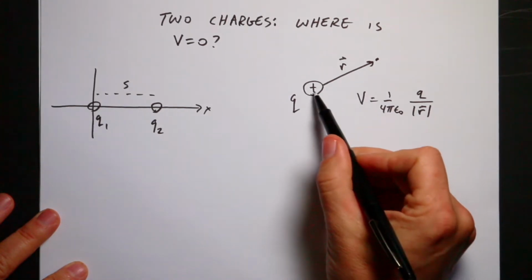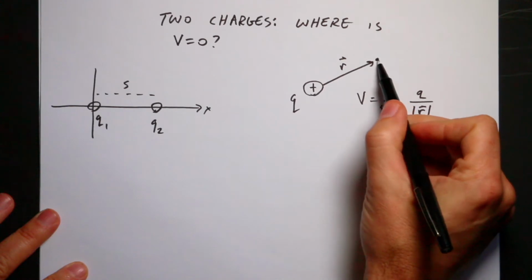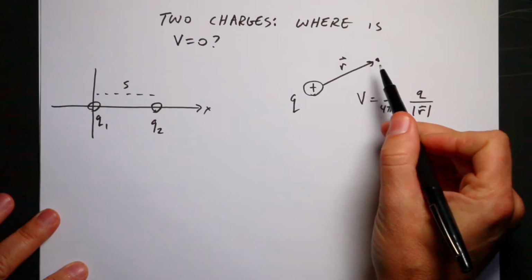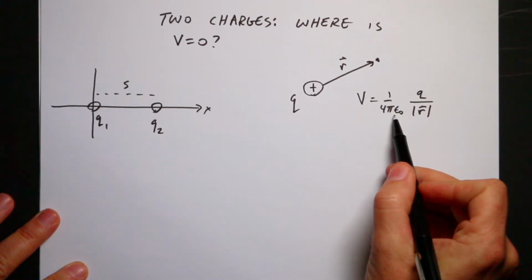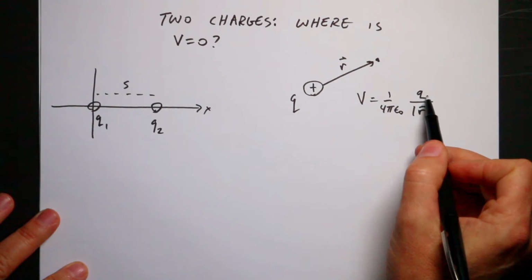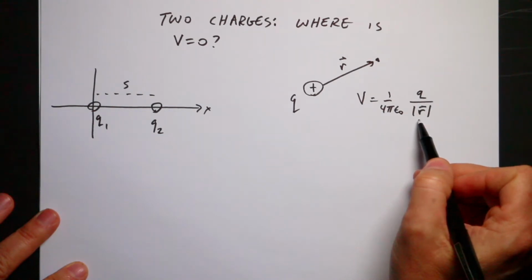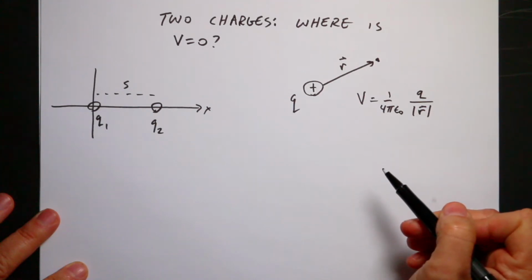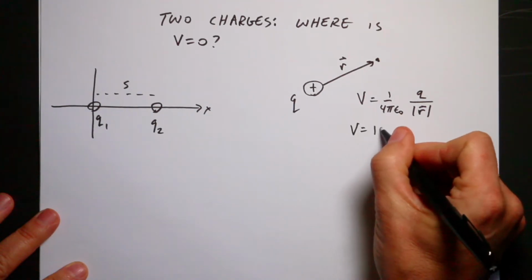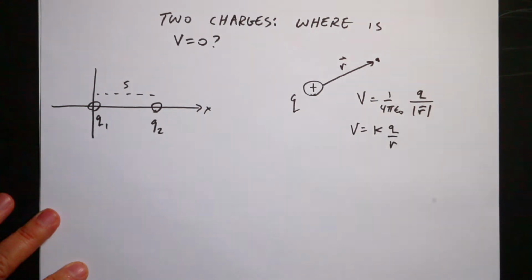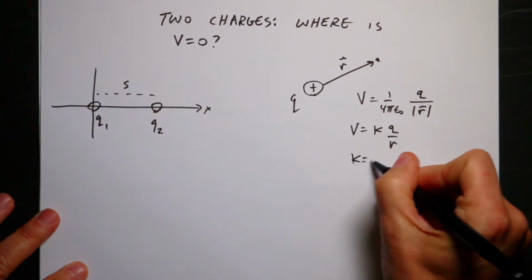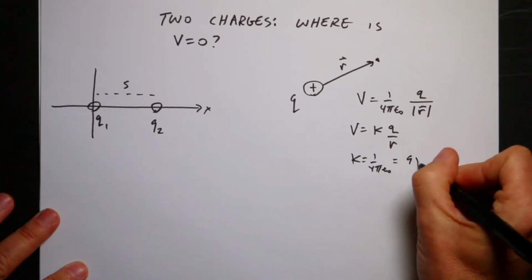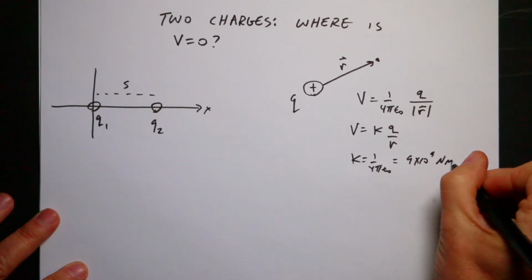If I have a single point charge and I want to find the potential with respect to infinity at some point a vector r distance away, then it would just be 1 over 4 pi epsilon naught, which is a constant, times the value of that charge divided by the magnitude of the vector displacement to that charge, r. You could also write this as V equals kQ over r, where k is the constant. k equals 1 over 4 pi epsilon naught, equals 9 times 10 to the 9th newton meters squared per coulomb squared.